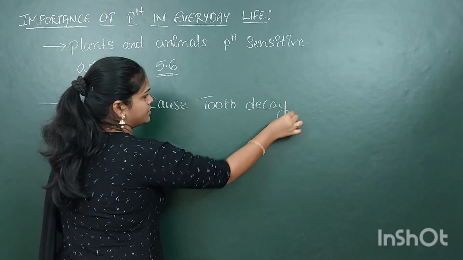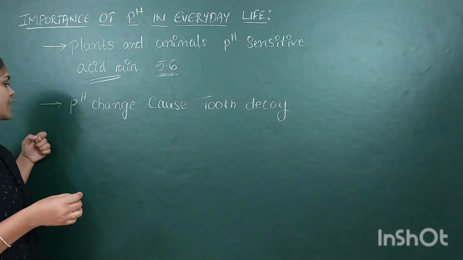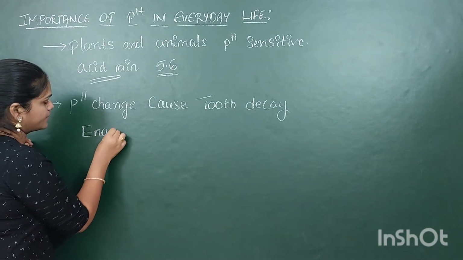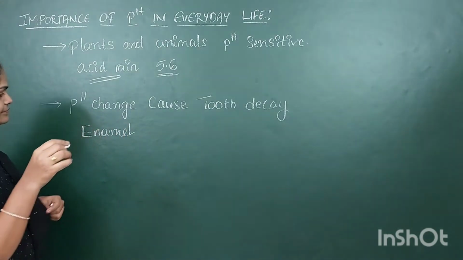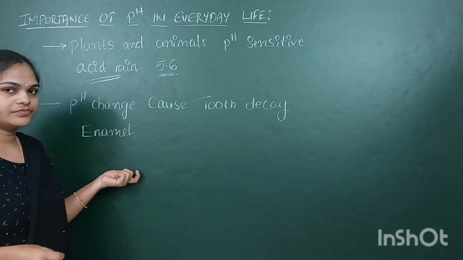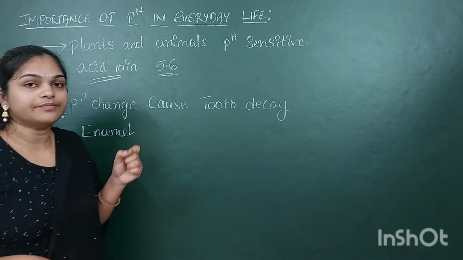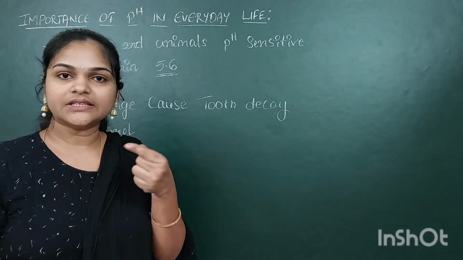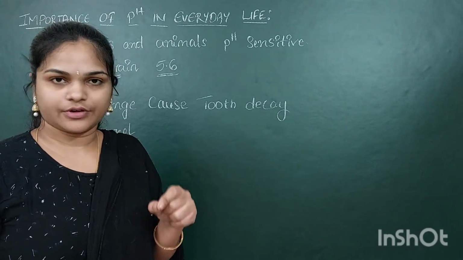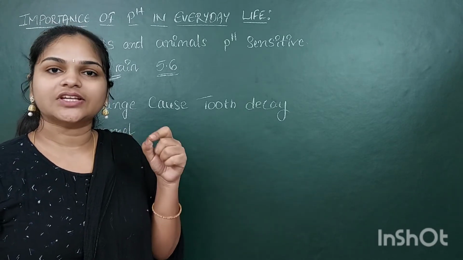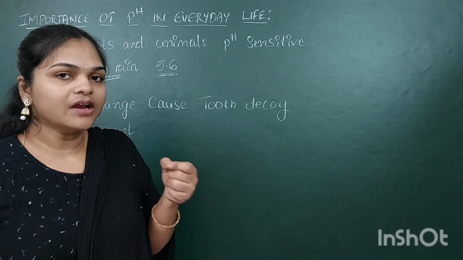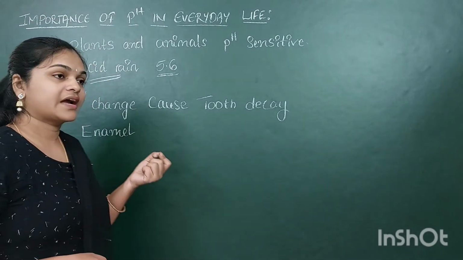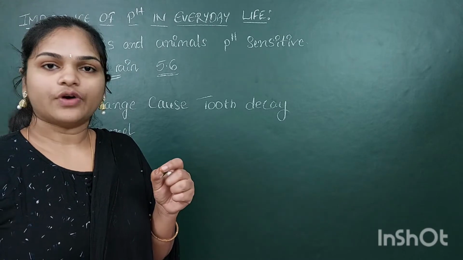pH change causes tooth decay. We all know about enamel, which contains calcium phosphate. Yes, the enamel present in our teeth contains calcium phosphate. It is the strongest material in our body. Yes or no? Enamel is the strongest material in our body, and this enamel contains calcium phosphate.